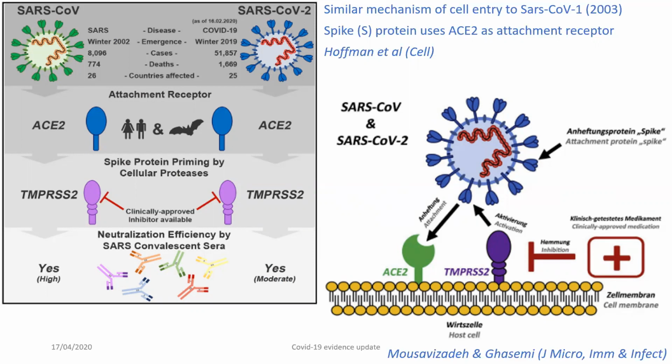Both specifically use the spike protein to bind to the ACE2 receptor. The diagram on the right just shows this attachment effect and activation using the TMPRSS2 surface protein, which enables it to enter the cell overall. And this mechanism is quite well studied already.